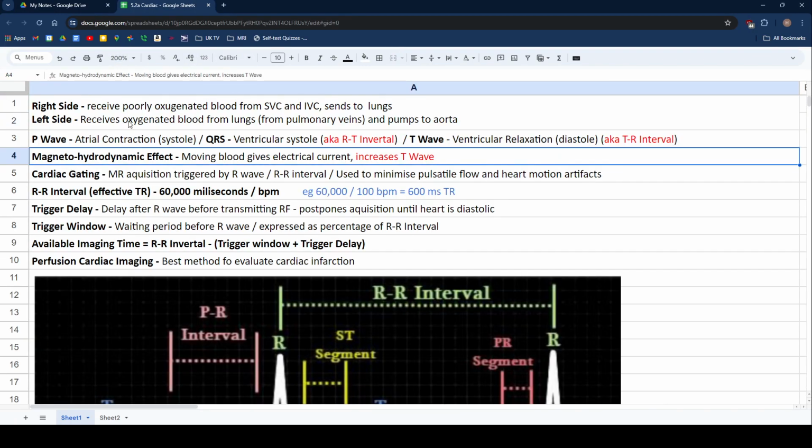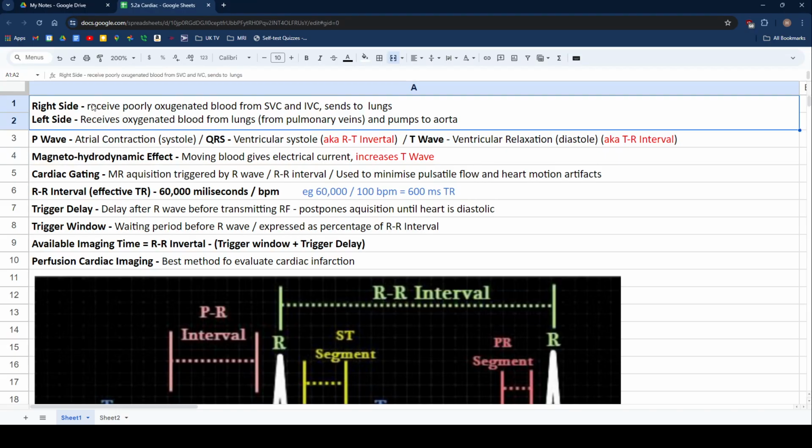So the right side of the heart receives poorly oxygenated blood from the superior and inferior vena cava, and sends it to the lungs. The left side receives oxygenated blood from the lungs, from the pulmonary veins, don't forget veins, and pumps it to the aorta.